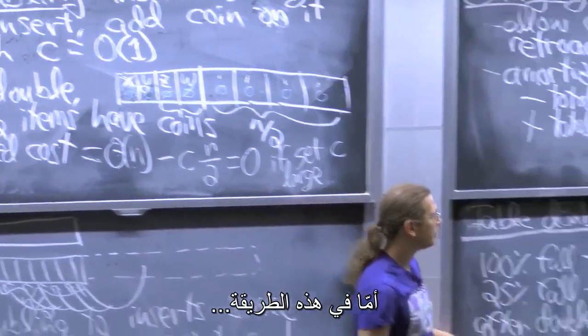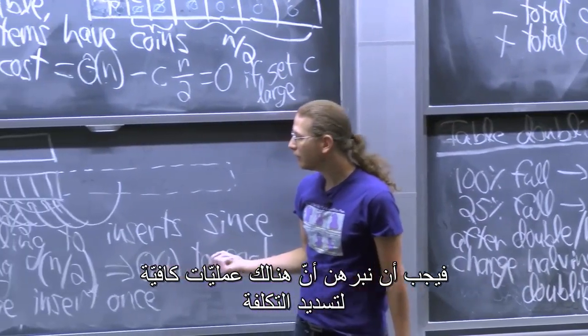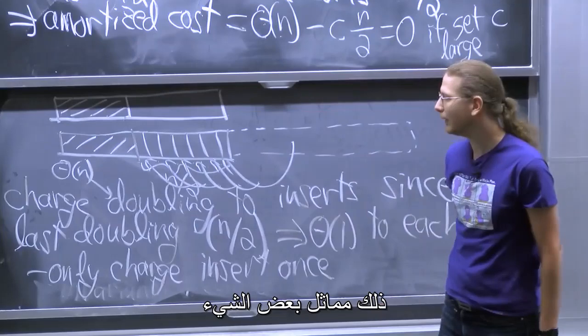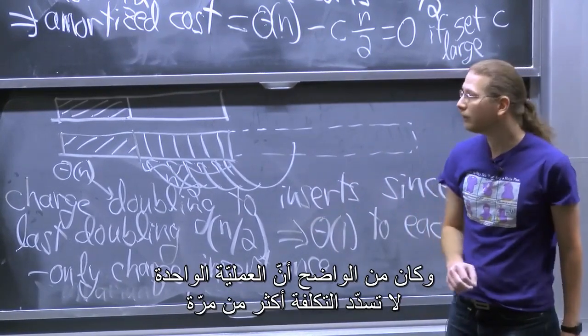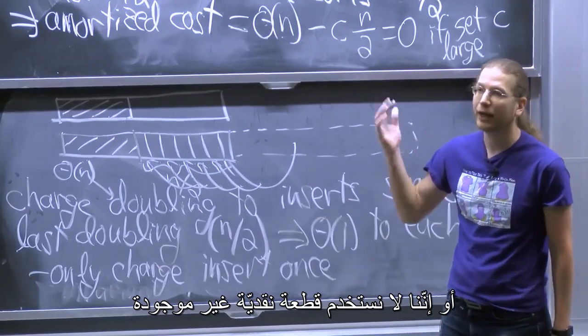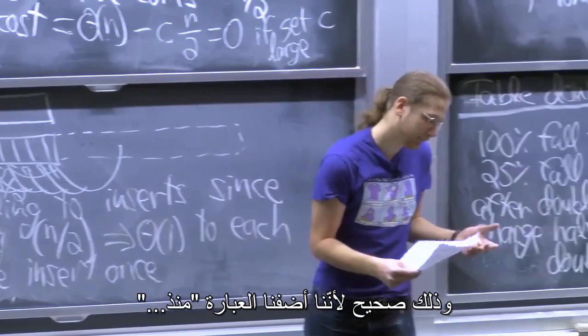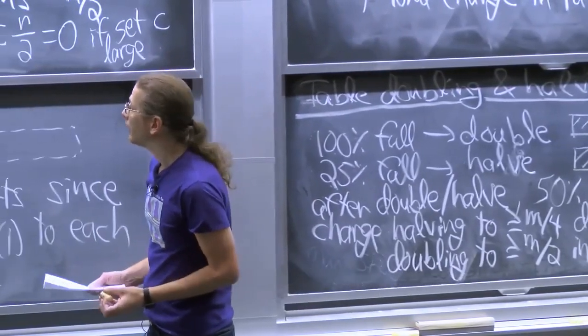With this method, what you have to prove is that there are enough things to charge to. We had to prove here that there are n over 2 items to charge to. Kind of the same thing, but it was very clear that you weren't charging to the same thing more than once. You're never trying to use a coin that wasn't there because of the since clause. So to each their own. Either way would work. All right.